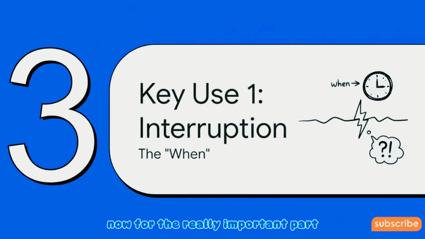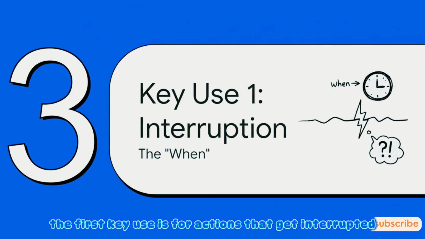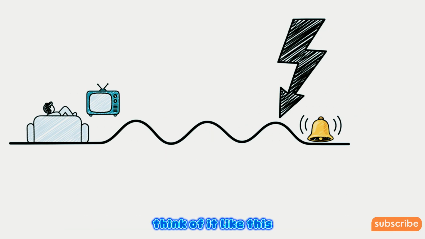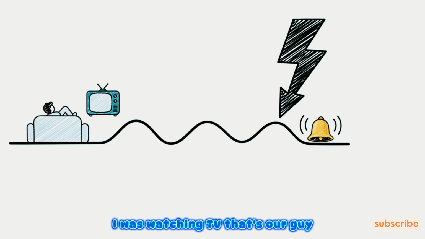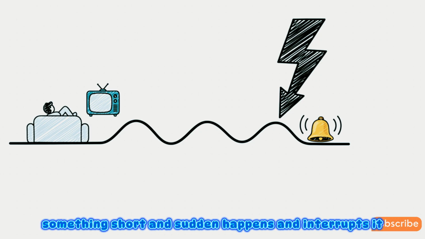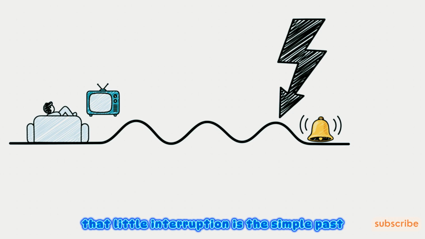Okay, so we've got the what and the how down. Now for the really important part. The when. Like, when do you actually use this thing in real life? Well, the first key use is for actions that get interrupted. And this right here is the perfect example. Think of it like this. You've got this long background thing happening. I was watching TV. That's our guy, the past continuous. Then, bam, something short and sudden happens and interrupts it. The doorbell rang. That little interruption is the simple past.